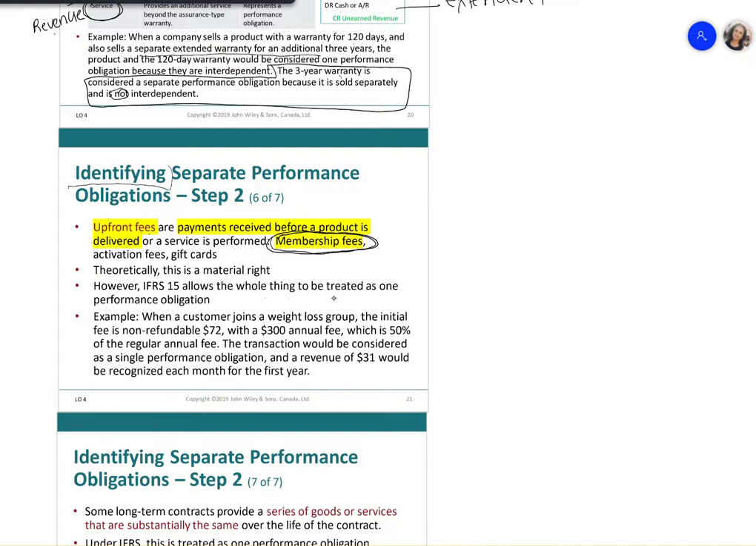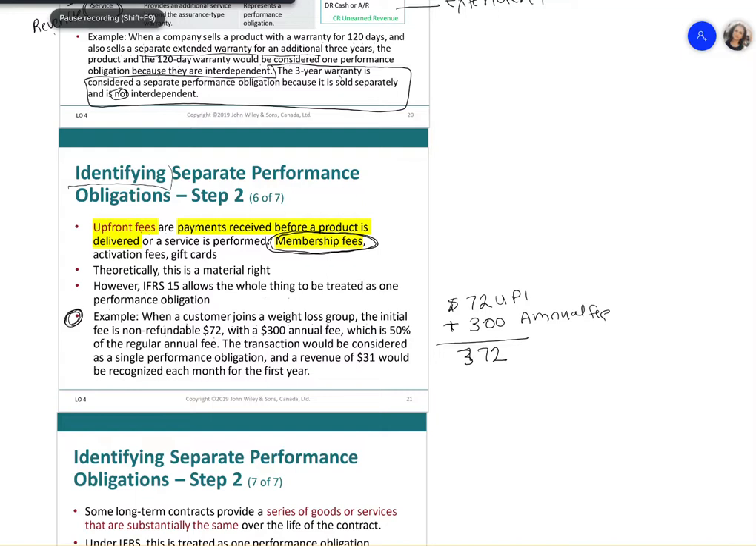So what do we mean by that? If you read this example, it'll make sense. When a customer joins a weight loss group, the initial fee is non-refundable. The cost of joining that group is $72 plus an annual fee. So they have to join the group and then pay a $300 annual fee. In this case, the $72 is my upfront fee, plus they have to pay an annual fee. So altogether, they have to pay $372 if they want to join this group.